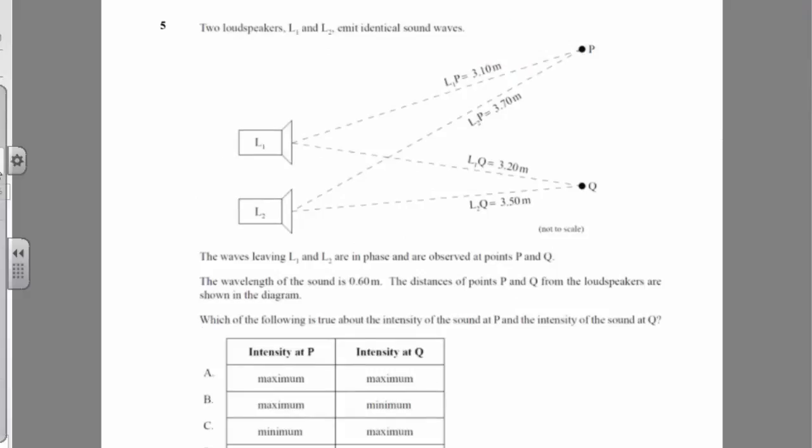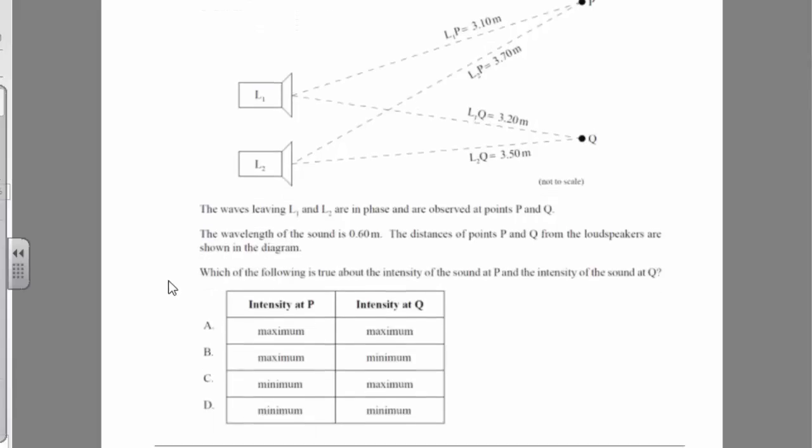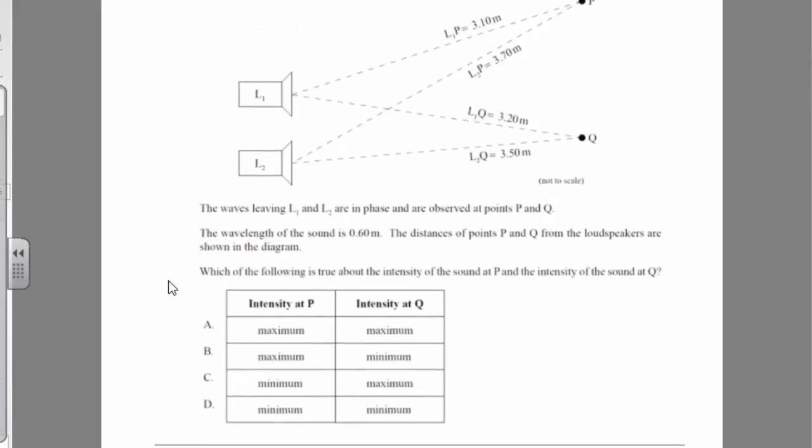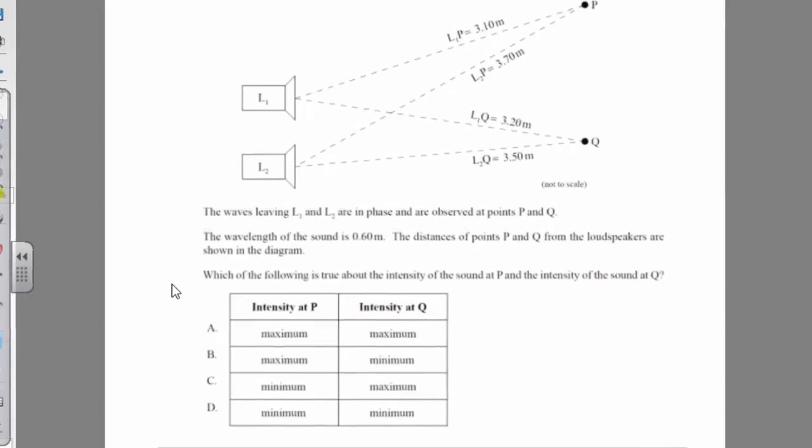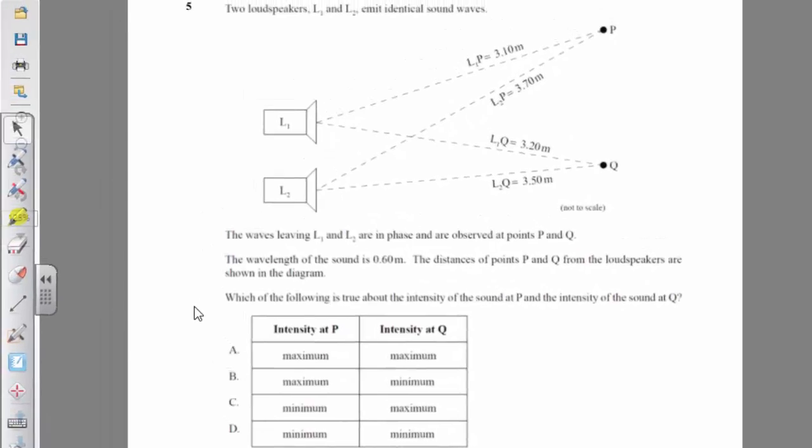2 loudspeakers, L1 and L2, emit identical sound waves. The waves leaving L1 and L2 are in phase and are observed at points P and Q. The wavelength of the sound is 0.6 meters, and the distances are shown in the diagram. Which of the following is true?